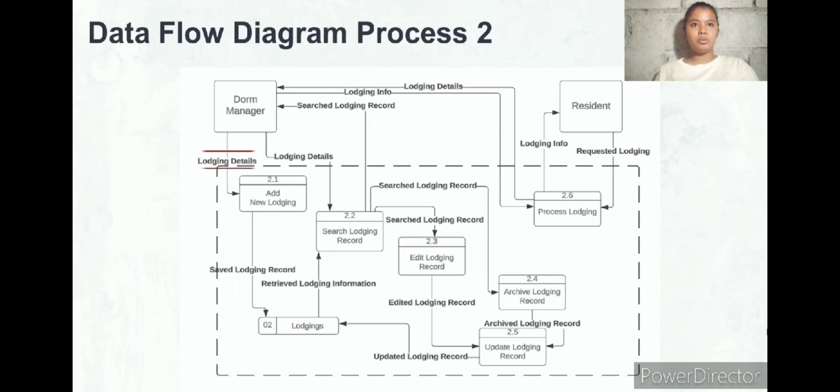In the exploded process number 2, the residents request lodging in the dorm, and the manager will then verify the request. After verification, the details of the lodging will be saved to the system, and the details will also be given to the resident as confirmation. The dorm manager can also view, edit, and delete lodging details.